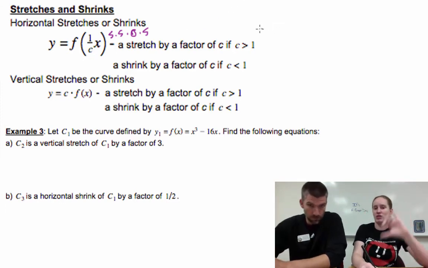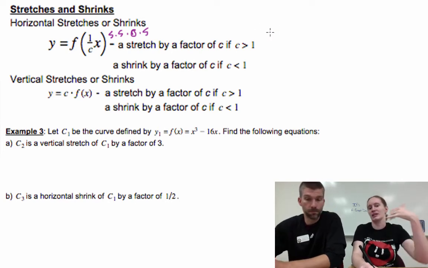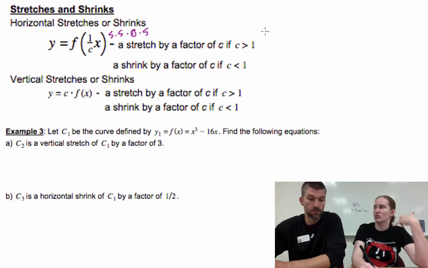So when you flip it, that's going to tell you the stretch or shrink. Because if I flip it and get 2, that's a horizontal stretch. But if I flip it and get 1/2, that's a shrink. If you look at it pre-flip, then it's going to be confusing. Look at it after you flip it, and then figure out if it's a stretch or a shrink.